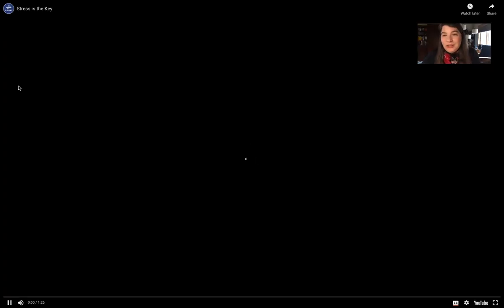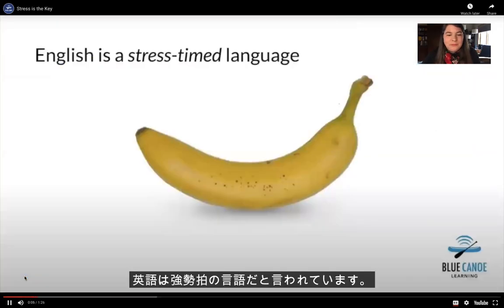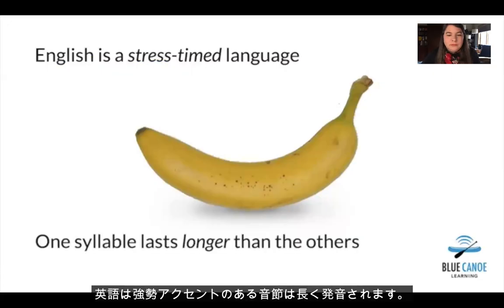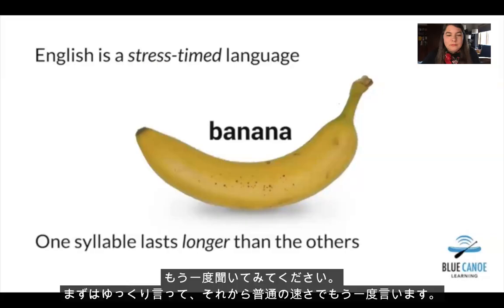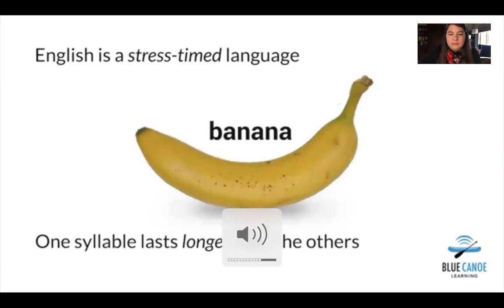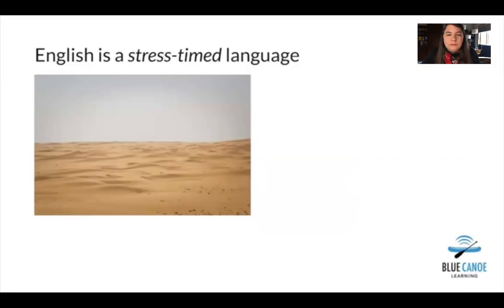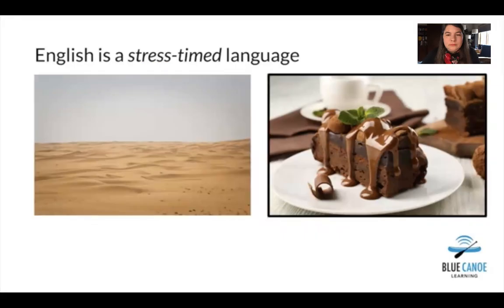So there are two words that look almost the same, and they're this different. English is a stress-timed language. In every spoken word, one syllable lasts longer than the others. Ba-na-na is banana. Listen again. I'll say it once slowly and again at normal speed. Banana. Banana. Listen to this next word. Desert. Desert. Dessert.